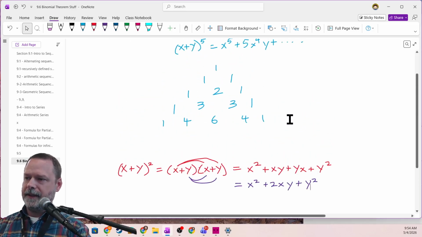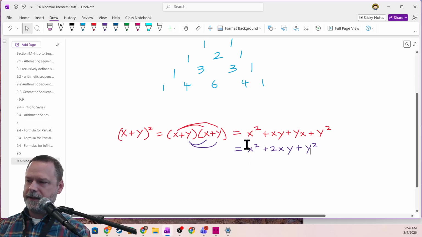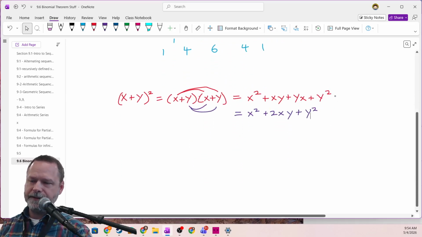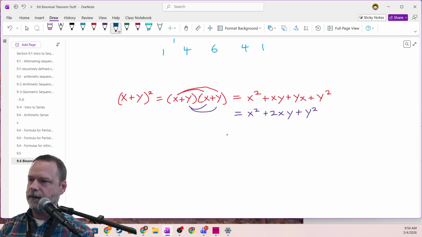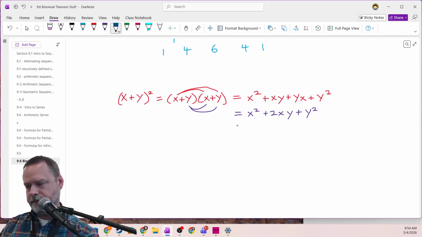Okay? And I did write this out here. Now you see, if you look at the coefficients, it's 1 x squared, 2 xy's, 1 y squared. There's like the 1, 2, 1 there. Like, oh, this maybe, I don't know. I might be reaching there. We'll see. Okay. But why is that? So I want to look at that.